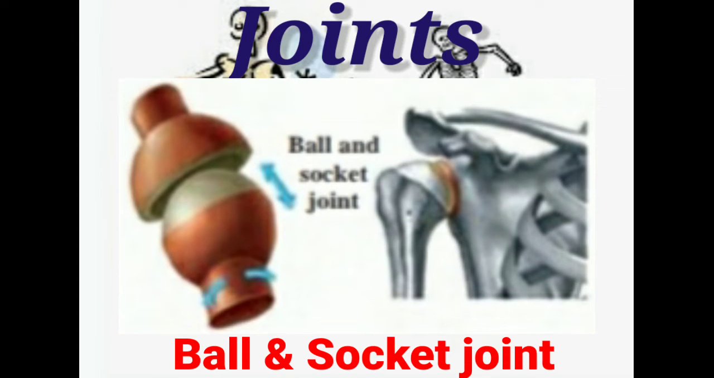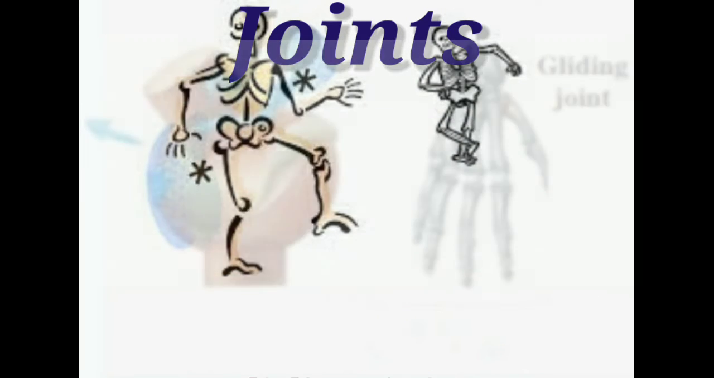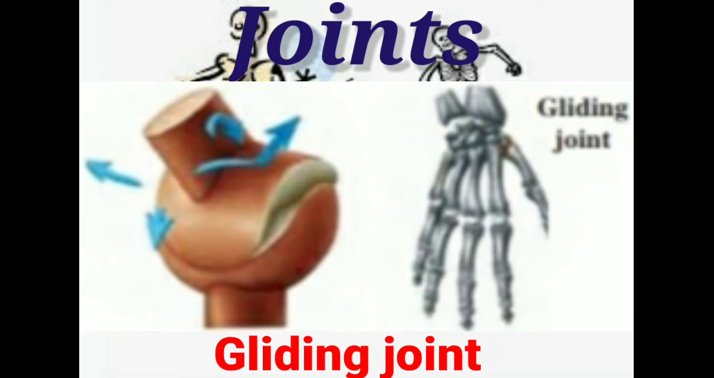Ball and socket joint. In this type of joint, the bones can move in two or more directions in a 360-degree angle. These kinds of joints are found between the bones of the hip and shoulder. Gliding joint. In this type of joint, the bones can only slide over each other. We find these kinds of joints between the bones of our wrist and ankle.